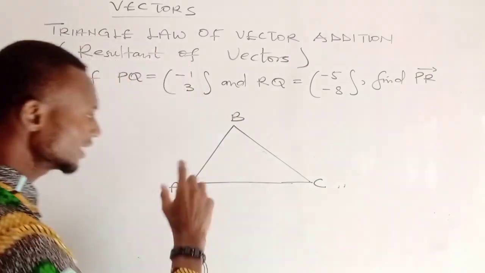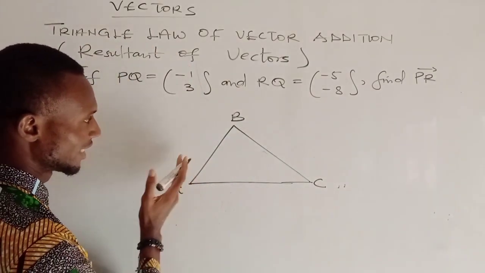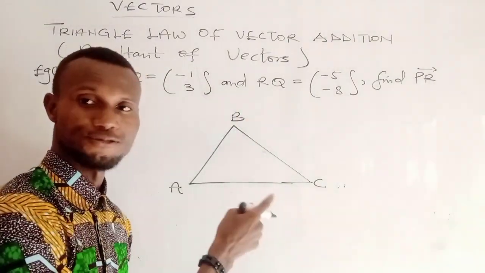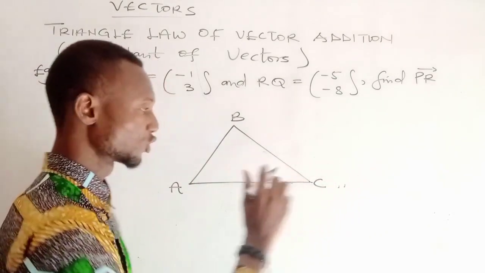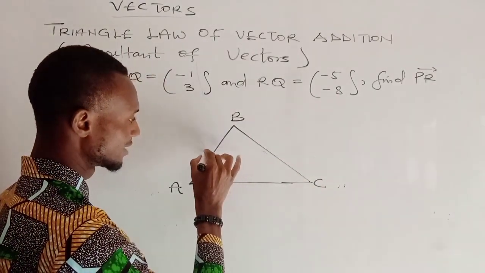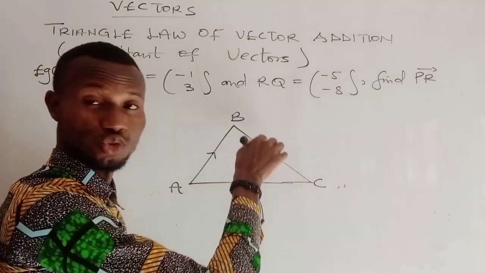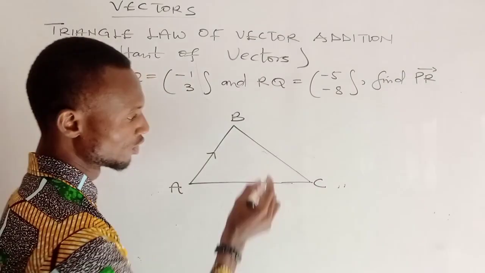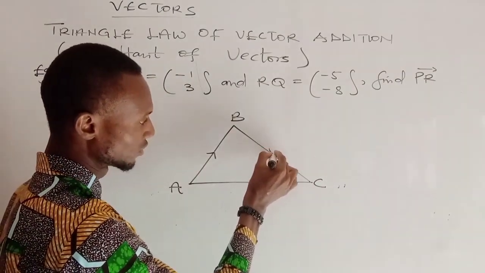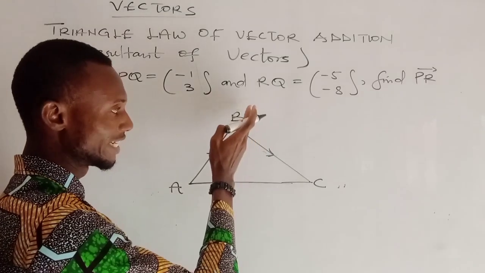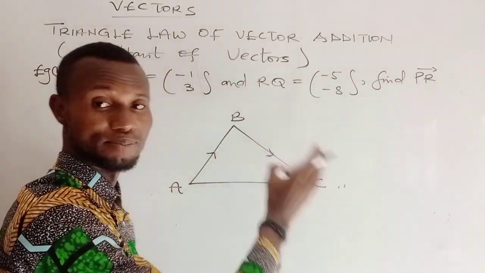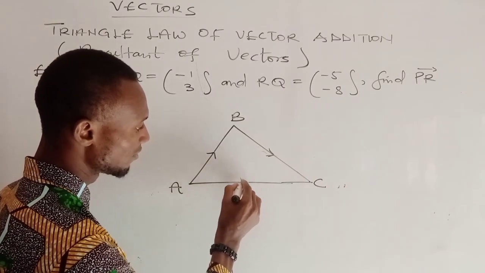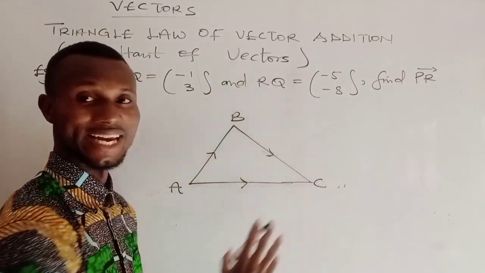Okay, so now let me say that I have AB as a vector, meaning that I'm moving from A to B. So the arrow will go in this direction because I'm moving from A to B. And also let me say I have BC as a vector. So my arrow will move in this direction. It's very important, meaning that I'm moving from B to C. So I have the vector BC. And also let me say I have AC as a vector, meaning that I'm moving from A to C. The arrow will go in this direction.